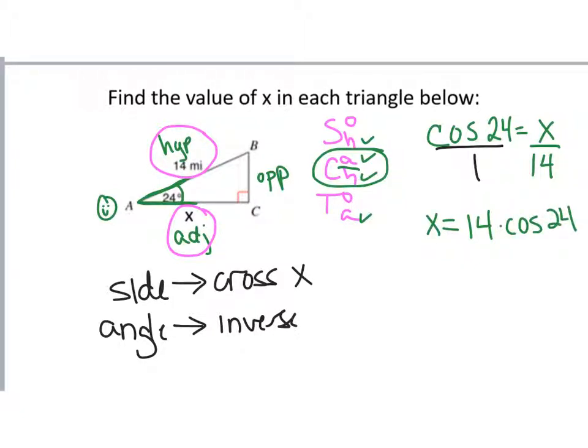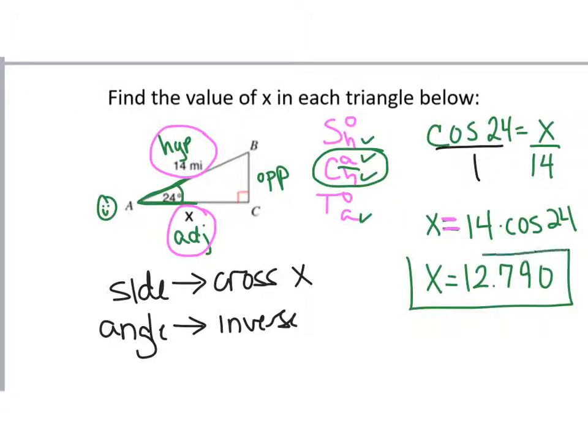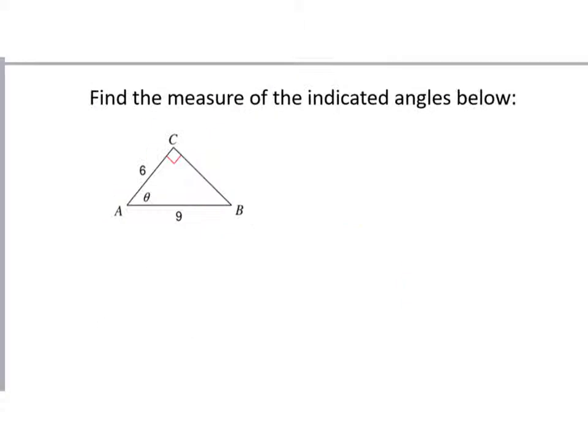And again, we look at the symbol right after the X. The symbol right after the X is an equals. That means we're ready to go to the calculator. So 14 times the cosine of 24 gives me 12.789, but after the 9 is a 6, that bumps the 9, so 12.790, if I round correctly to 3 places. Okay? All right, let's look at the problem.